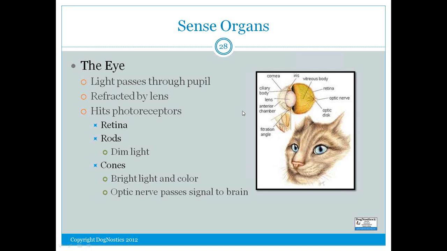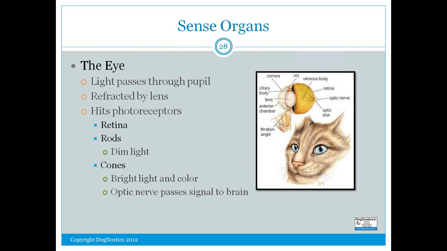Okay, so there's several reasons why animals can see better than we can at night, particularly dogs and cats. All right, so light passes through the pupil. It's refracted by the lens. The lens is almost like a mirror that sits like a reflective panel behind the eye, or behind the pupil. And then it disperses that light, hitting the photoreceptors. The photoreceptors are your rods and your cones. The rods are responsible for interpreting dim light and being able to see better in dim light. And the cones supply bright light and color.